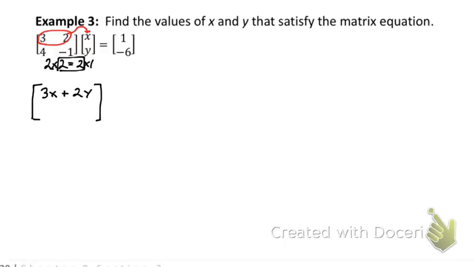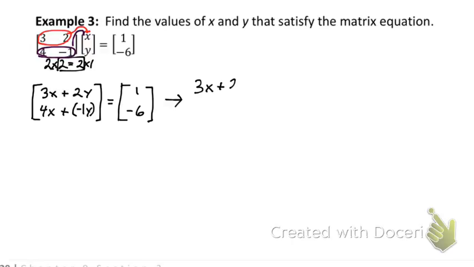Then we move on to the next row, which is 4 and -1, and do the same thing. Multiply it by that x and that y element, which will give me 4x plus negative 1y. I usually would just put negative y equals 1 over negative 6. But just like those first problems you had in your homework last night, if this occupies this space, this must equal 1. If this occupies our bottom row, it must equal 6. So I can rewrite this as a normal system of equations. 3x plus 2y equals 1. And 4x, change that to minus y, equals negative 6.